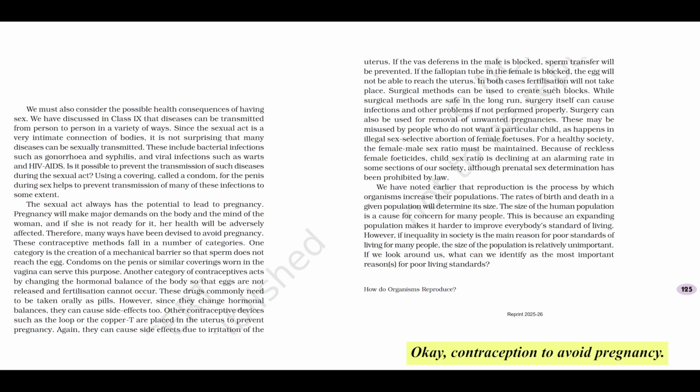Okay, contraception to avoid pregnancy. What are the types? One category, mechanical barriers. They physically prevent sperm reaching the egg. Common examples: condoms for the penis, similar coverings worn in the vagina, diaphragms, cervical caps. A physical block.